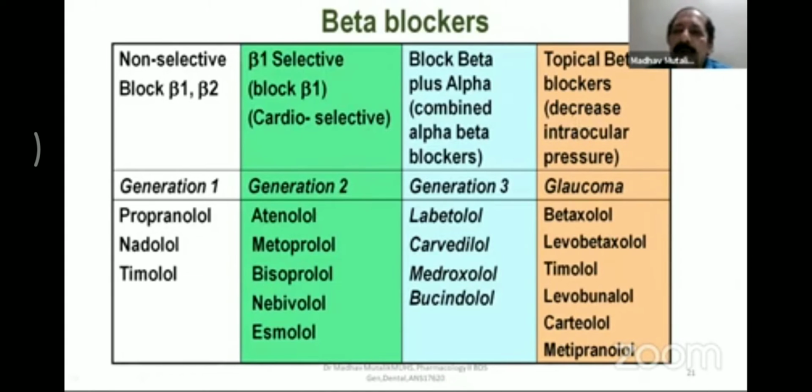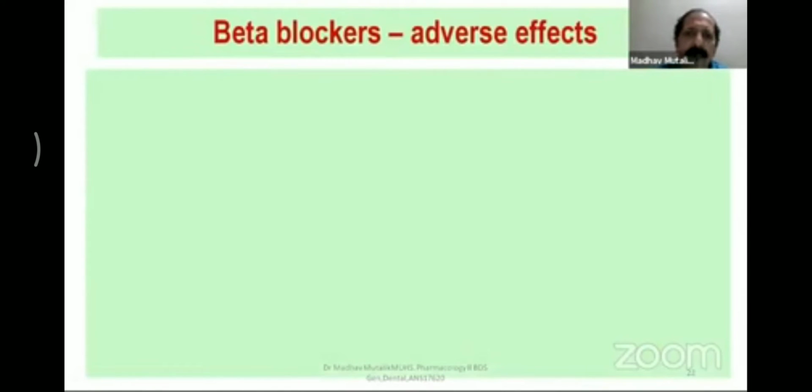Beta blockers used in glaucoma decrease the intraocular pressure mostly by decreasing the aqueous humor secretion. The commonly used beta blockers in glaucoma are timolol, betaxolol, levobetaxolol, and levobunolol. All these are available as eye drops. So that's a very gross classification of beta blockers.